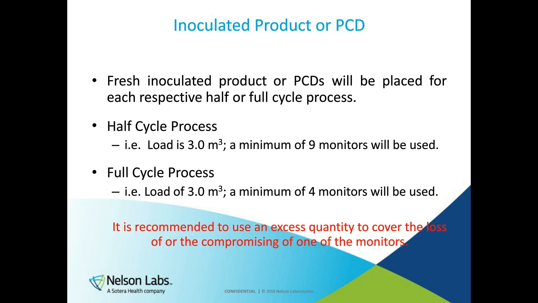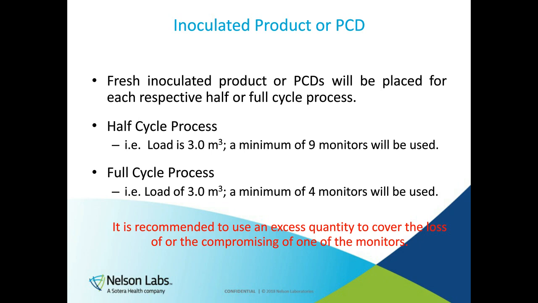Something that you'll want to understand is with every clinical batch release process, we will be seeding fresh inoculated devices or PCDs into the load prior to each half and full cycle. So here's an example for your half cycle process. If your load is 3 cubic meters, we'll need to use a minimum of 9 monitors as outlined in the tables of Annex C. And then with the full cycles, you use half the amount.